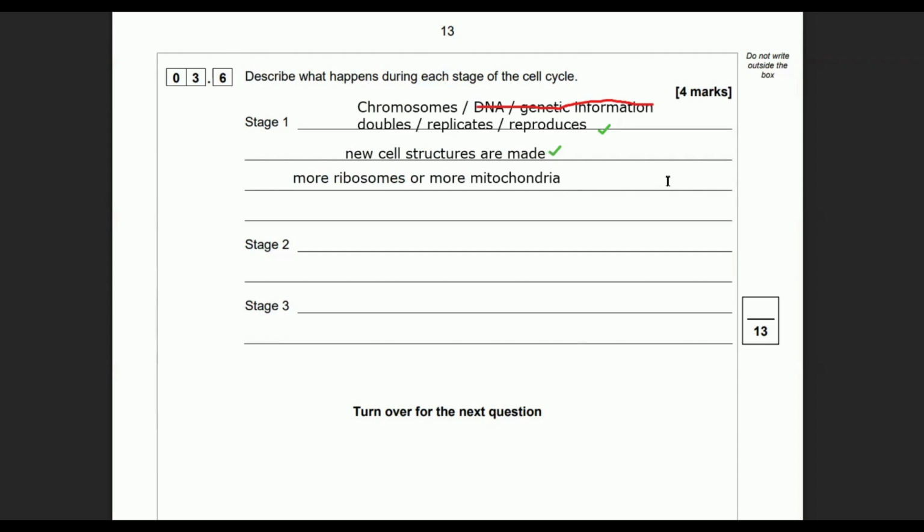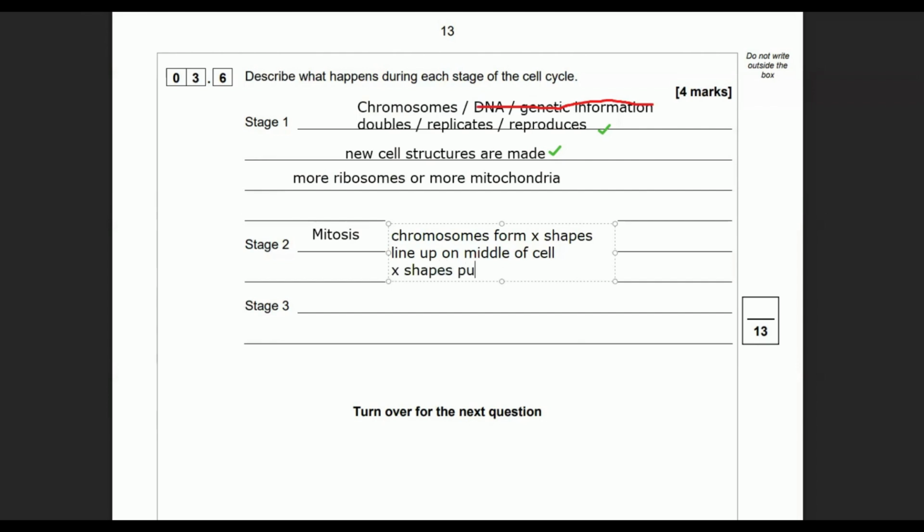Now, in stage two, you can say anything from mitosis. So stage two is mitosis. Now, they don't give you a mark for the name. Mitosis, what happens? You might remember these are some of the things you could say. Chromosomes form X shapes, line up on middle of cell. So they line up on what we call the equator, the middle of the cell. X shapes pulled apart. Each arm goes to a different end of the cell.